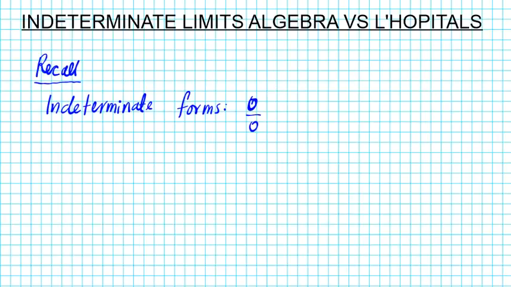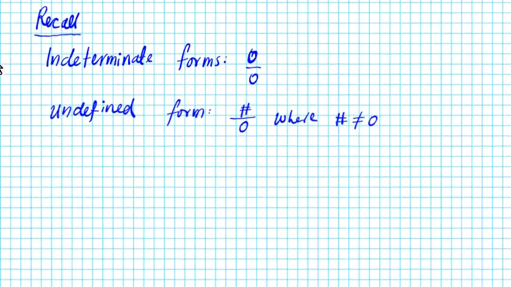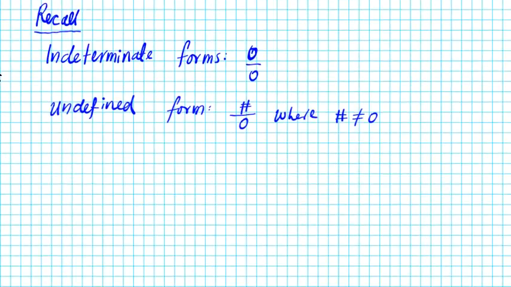Indeterminate form is easily confused with the undefined form. Undefined form is a number divided by 0, where the number is not 0. So if you have a non-zero number divided by 0, that is known as undefined. In that case, the limit does not exist. If you have indeterminate form, then we can use either algebraic manipulation or L'Hopital's rule to evaluate the limit. So these two forms you want to keep in mind.